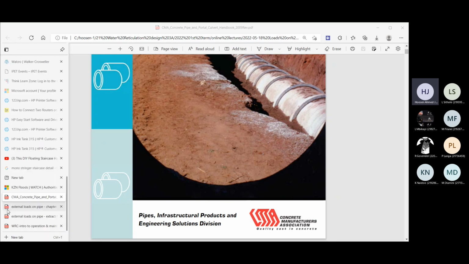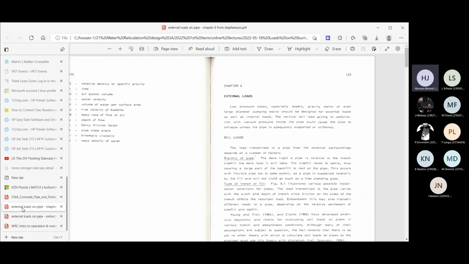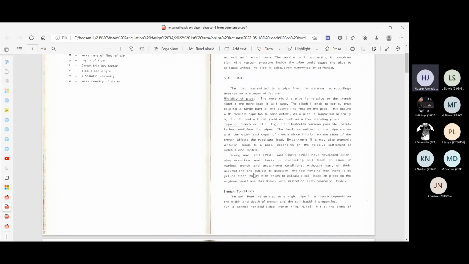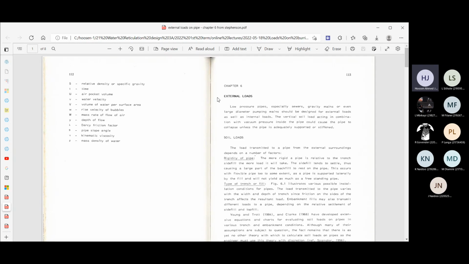Then I'll go on to explain the external loads on pipes and the types of loads that are applied to pipes, and how we determine the actual load that is being transferred to the pipe itself. For that, there's this set of notes that you have. I've extracted a few pages. The author is Stephenson, who's a renowned author with regard to water, the design of pipelines. This is a small extract from there, but it's very well explained in these notes. I know it looks old-fashioned, but it's still very well explained.